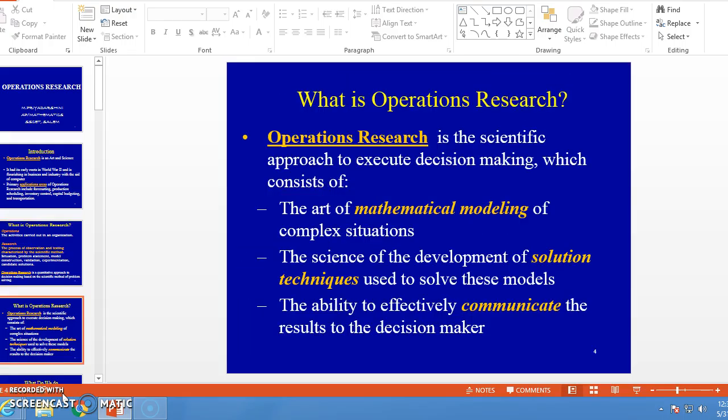The next one is, what is operations research? Operations research is the scientific approach to execute decision making, which consists of three parts. First one is the art of mathematical modeling of complex situations. The second one is the science of the development of solution techniques used to solve these models. The third one is the ability to effectively communicate the results to the decision maker.